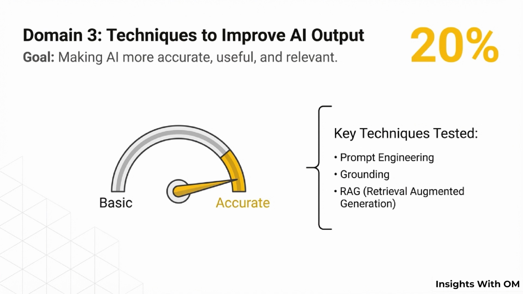For example, instead of asking a vague question like, "Explain marketing," a better prompt might say, "Explain digital marketing strategies for small businesses in simple language." Providing clearer instructions helps the model produce better responses.